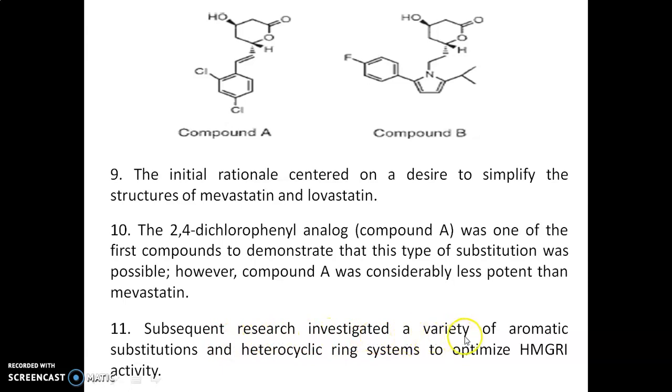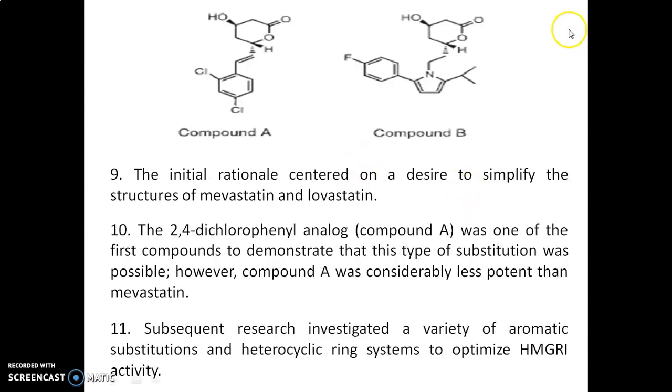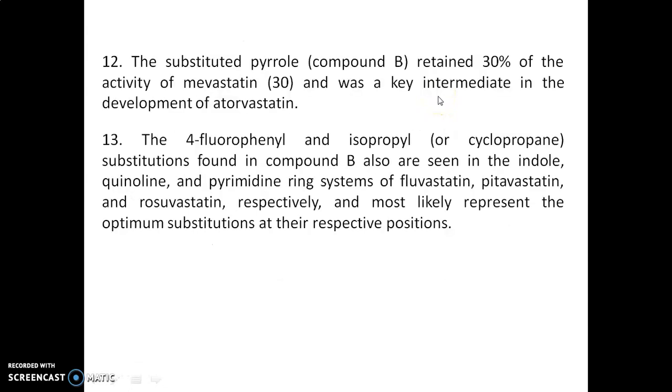Subsequent research investigated a variety of aromatic substitutions and heterocyclic ring systems to optimize HMG-CoA reductase inhibitors. The substituted pyrrole ring in compound B retained 30% of the activity of mevastatin and was a key intermediate in the development of atorvastatin. So in compound B, instead of the bicyclic ring, this ring was inserted, and this ring was responsible for the development of atorvastatin, but the ring shows only 30% of the activity of mevastatin.